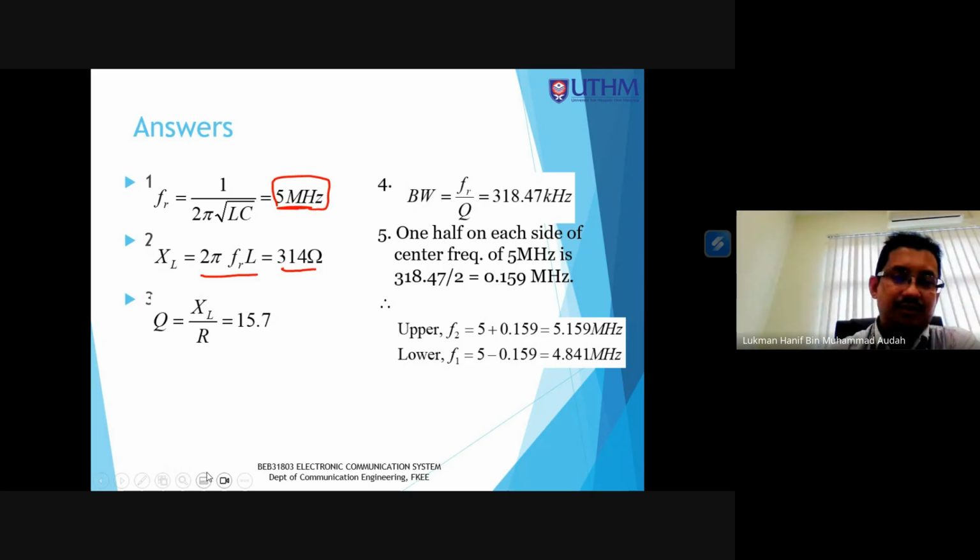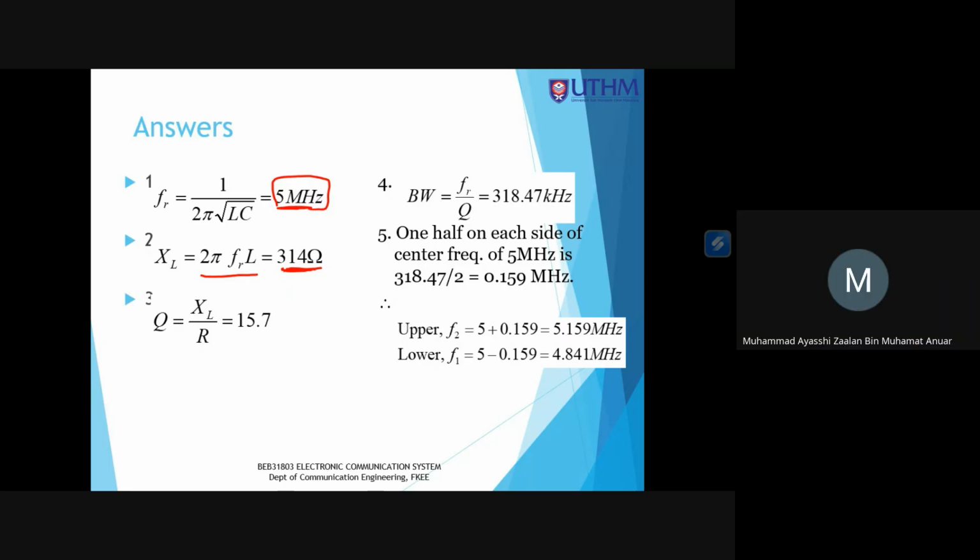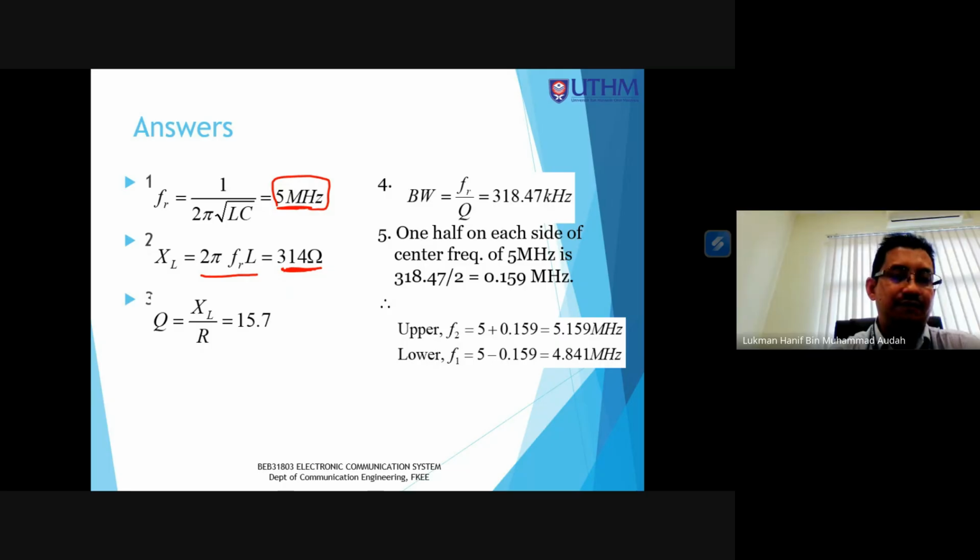Anybody can respond? Can you get the same answer, 314? 314 ohm? So I get actually 314.159 ohm. Do you get the same answer? Okay, thank you for the response. So this is the inductive reactance.